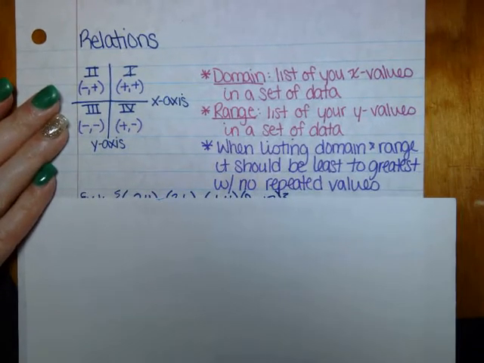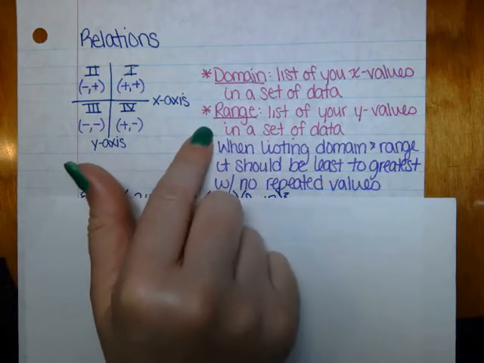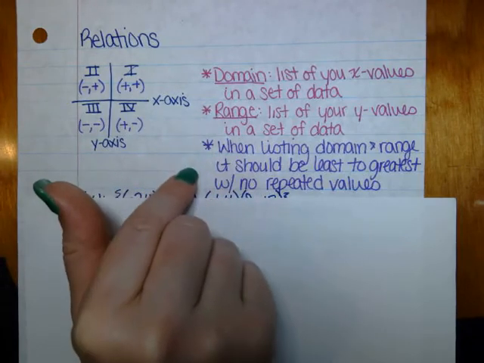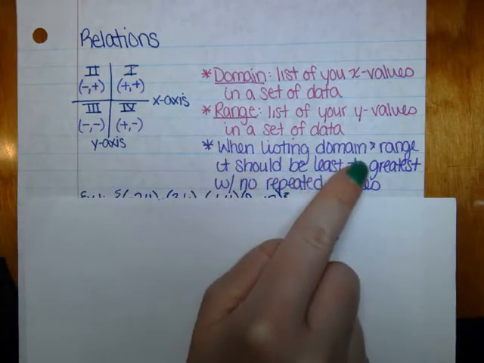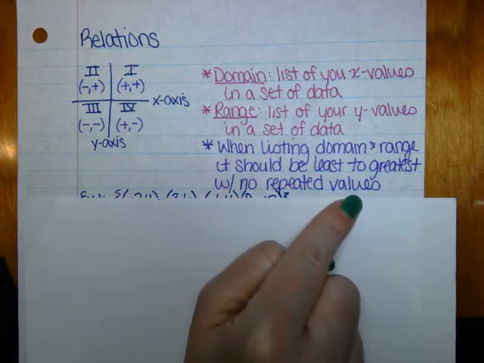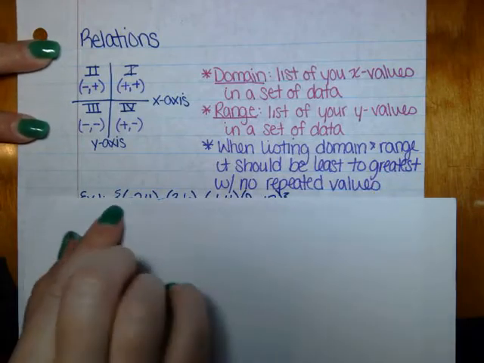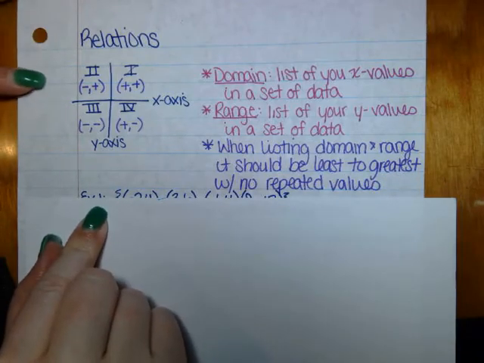But in any way, you need to know it. The other thing is when we list domain and range, it should be listed least to greatest, so smallest number first, and no values repeated for either the domain or the range. So we're just going to look at a few examples.